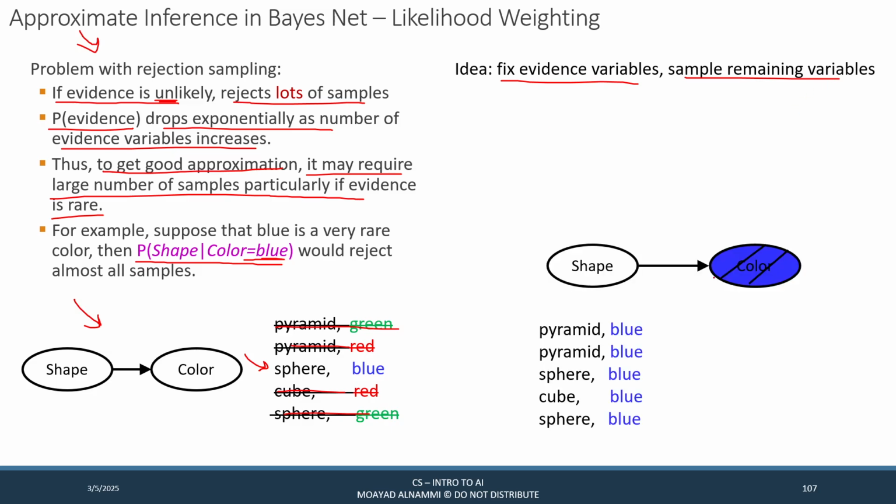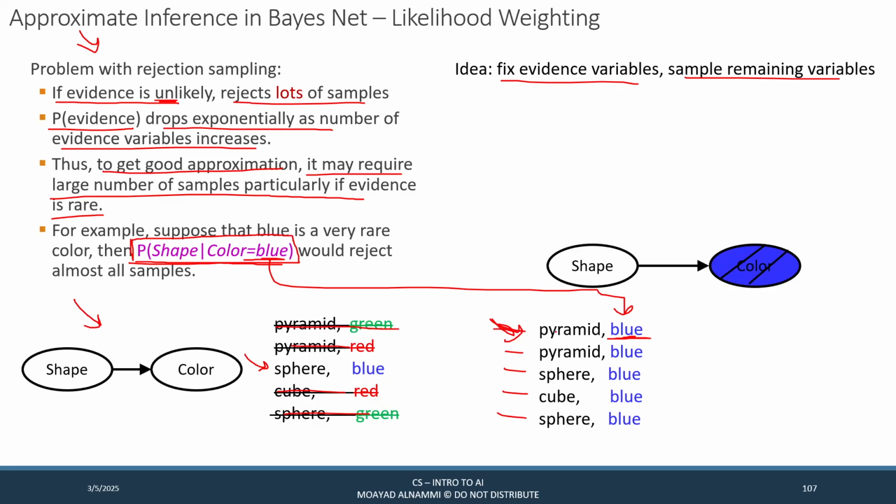The idea works as follows. If I'm trying to answer the query, what is the probability of shape given that the color is blue, the idea is that as I generate samples, I'm going to fix the evidence. The evidence here is blue, and so all my samples are going to have a fixed setting for the variable color. We're going to set it to values of the evidence. So you can see all my samples here are set to blue.